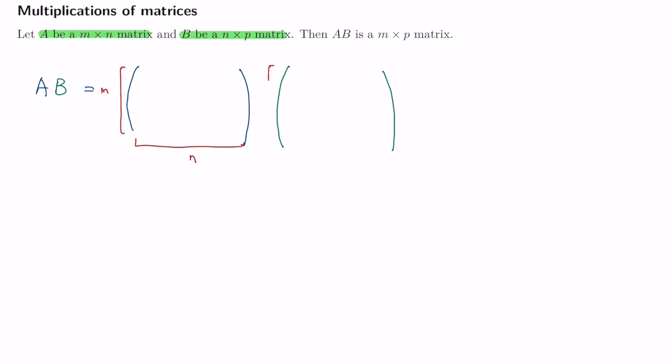So you have n rows and p columns. Only when the number of columns of A and the number of rows of B agree can you multiply them together. But then the resulting matrix turns out to be an m by p matrix.